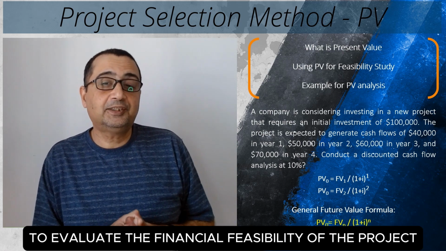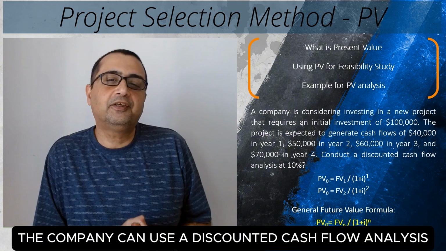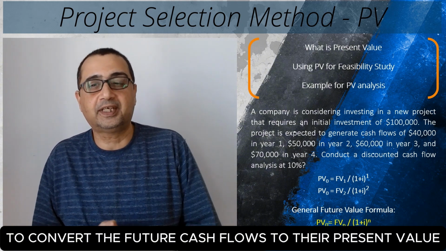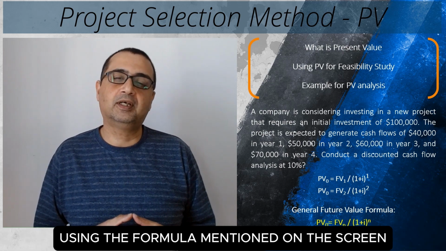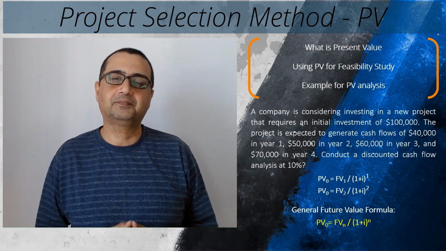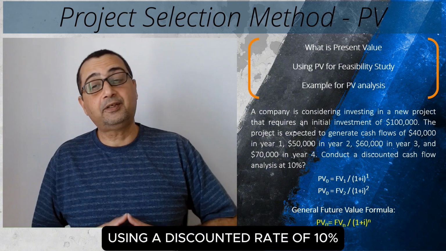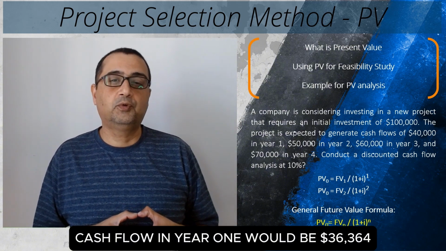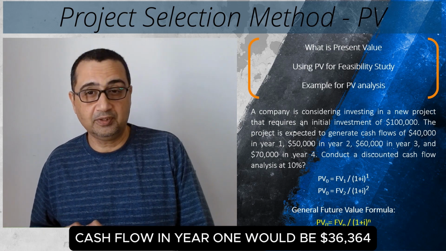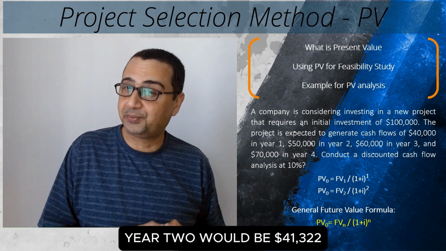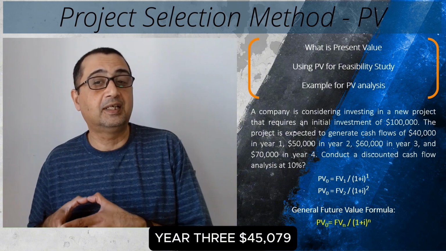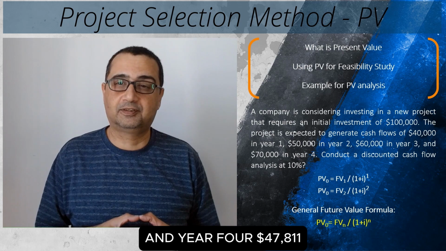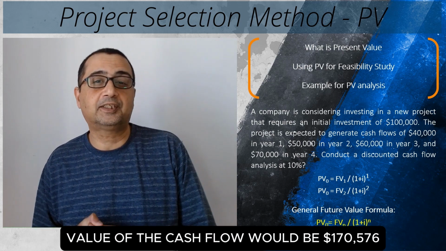To evaluate the financial feasibility of the project, the company can use a discounted cash flow analysis to convert the future cash flows to their present value using the formula mentioned on the screen. Using a discount rate of 10%, the present value of the cash flow in year 1 would be $36,364, year 2 would be $41,322, year 3 $45,079, and year 4 $47,811.